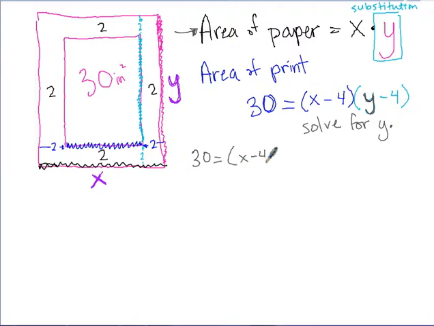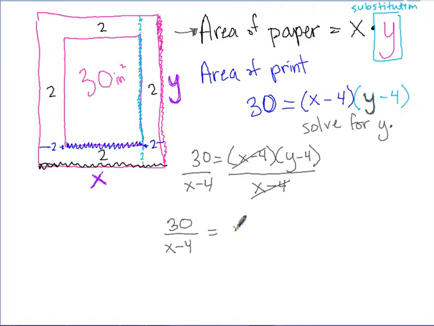30 equals x minus 4 times y minus 4. So because this is multiplication, this thing times that thing, I am able to divide both sides by x minus 4. Okay, so that gets rid of this multiplication piece. So 30 over x minus 4 now equals just y minus 4.